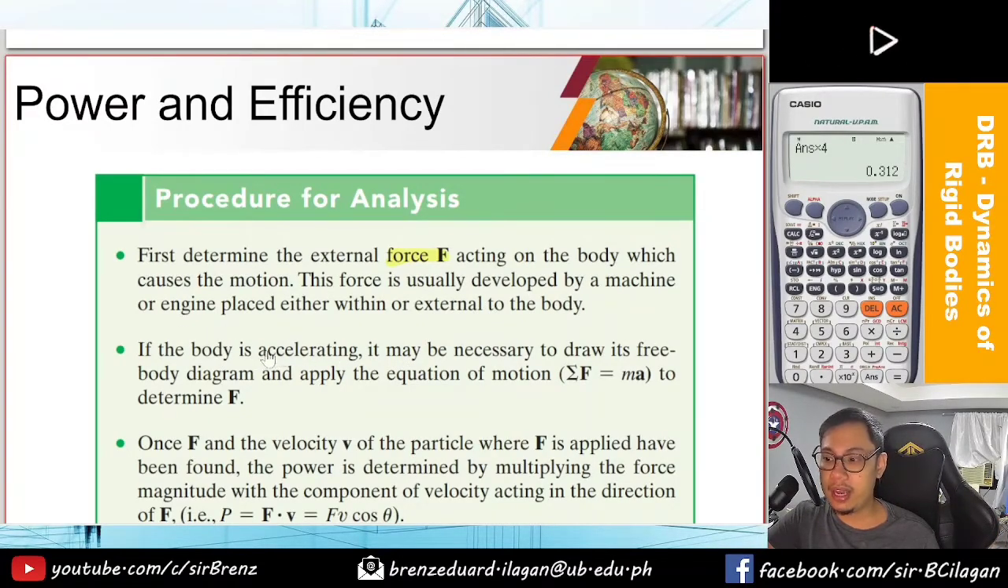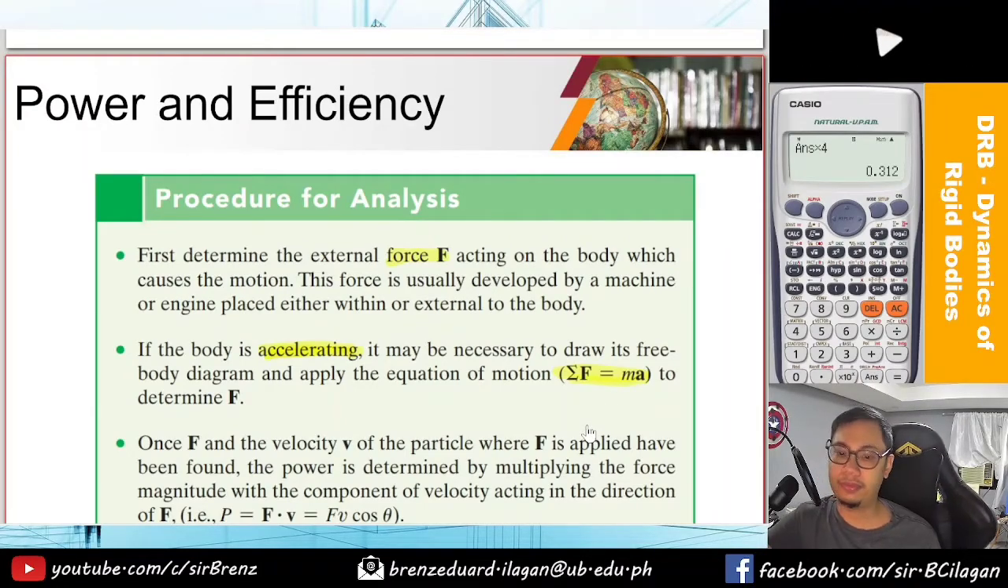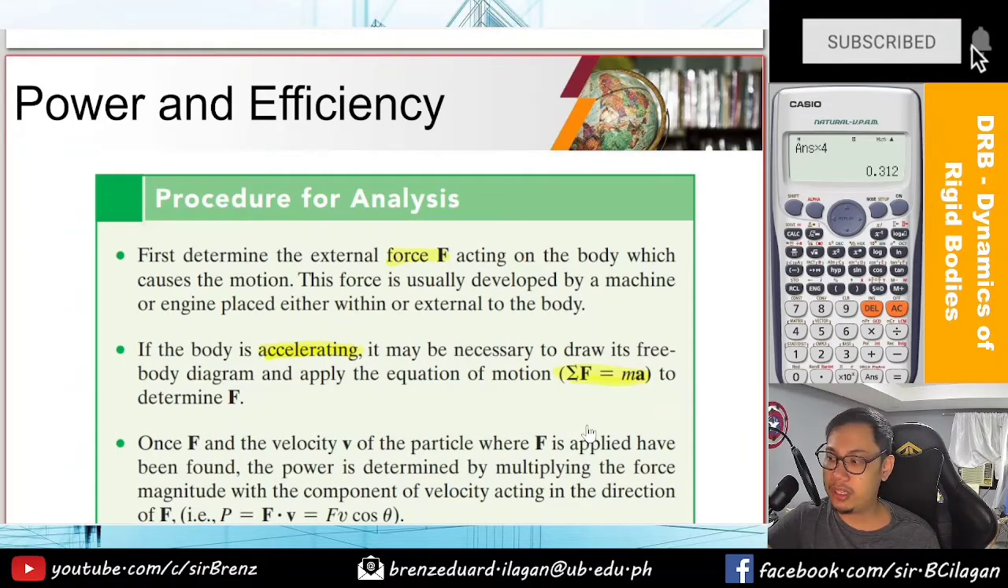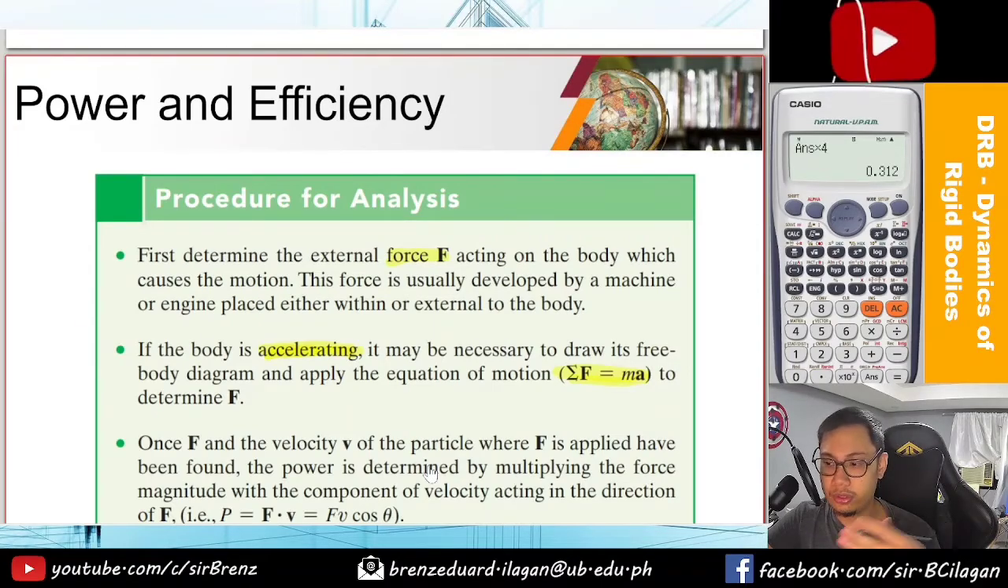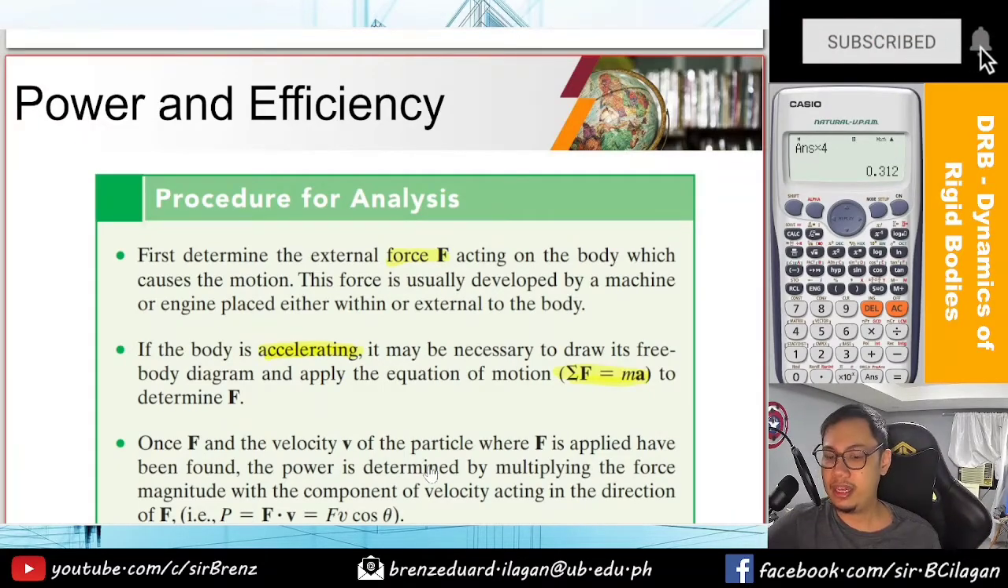And then if the body is accelerating, so please take note of this, it may be necessary to draw its free body diagram and apply the equation of motion, from which F equals mass times acceleration. So, pwede rin natin isingit dito yung topic na kinetics, yung impulse and momentum, law of force, mass, and acceleration. So, doon sa first problem, ipapakita ko yung approach using the work and energy method, tapos yung application lang niya. Kasi sabi ko nga, yung tatlong ito naman, parang may similarity sa bawat isa.